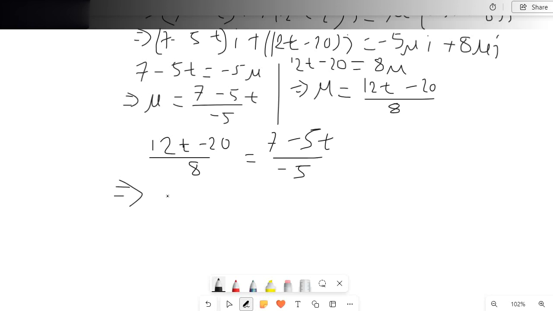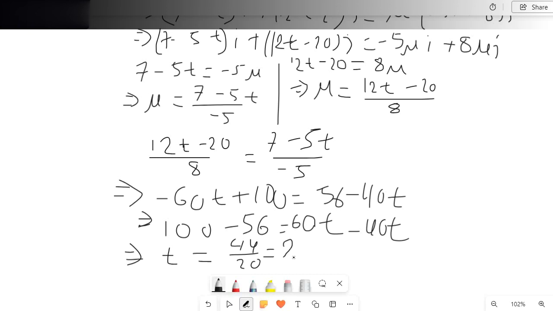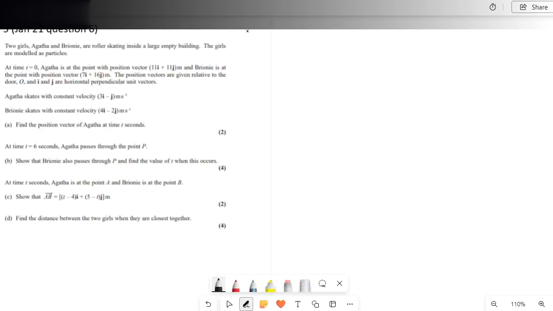Cross multiplying, we should get minus 60t plus 100 is equal to 56 minus 40t. So therefore we can say that 100 minus 56 is equal to 60t minus 40t. And so t is equal to 44 divided by 20, which can be written as 2.2 seconds, and this is our answer.